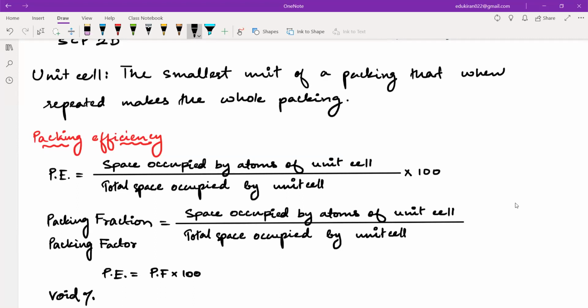The last term in the context of packing efficiency is void percentage. We also write this as free space or empty space. In questions it is referred to by different names, but it is essentially either void percentage or free space, which is equal to 100 minus the packing efficiency. So please write this down. Let me know when you are done.